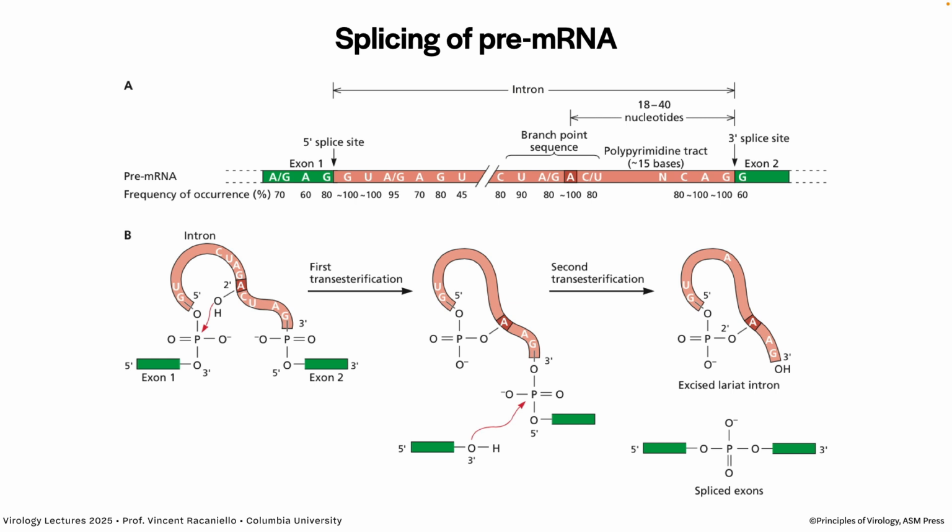This A residue catalyzes a nucleophilic attack on this phosphate and breaks the bond. So now this phosphate is free, and we have a 3' hydroxyl on the 5' splice site. Then that hydroxyl attacks this phosphate, and now you have your spliced exons. The intron has been removed, and it can be identified as a lariat.